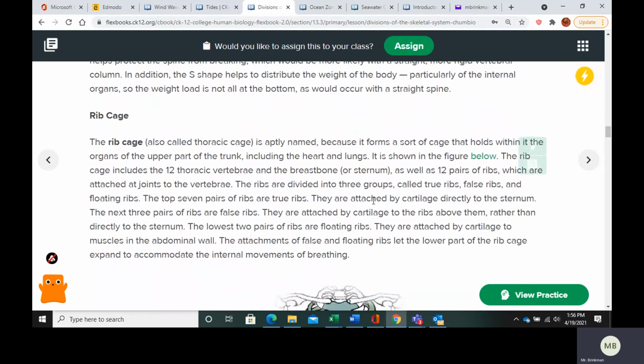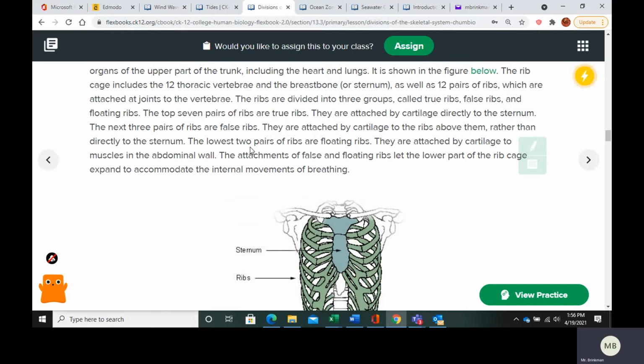And then we have the rib cage, which is also called the thoracic cage. It is going to be the 12 thoracic vertebrae, and the breastbone, also known as the sternum, and 12 pairs of ribs, which are attached at the joints to the vertebrae. The ribs are divided into 3 different groups: true ribs, false ribs, and floating ribs.